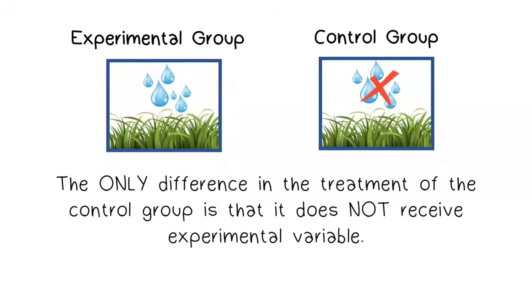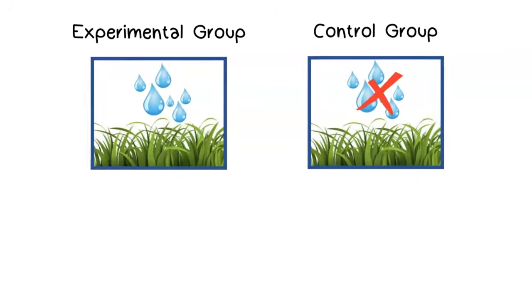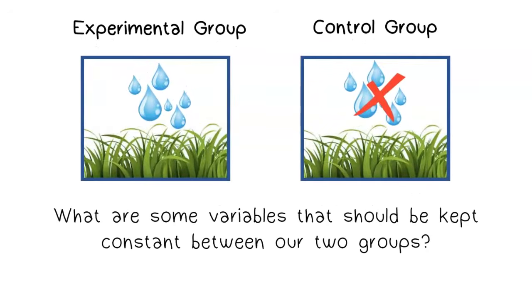The only difference in the treatment of the control group is that it does not receive the experimental variable. All other variables between the two groups must be kept consistent. What are some variables that should be kept constant between our two groups? Pause the video and come up with a list.